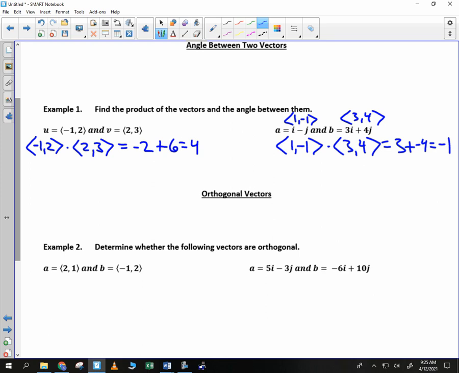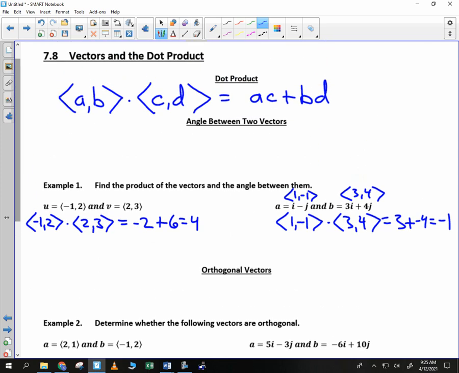A little bit more complicated now. Now we want the angle between the two vectors. For example, if I were to draw this vector right here, negative 1, 2, that would be back 1 and up 2. That would be the first vector. And the other vector, 2, 3, is over 2 and up 3.